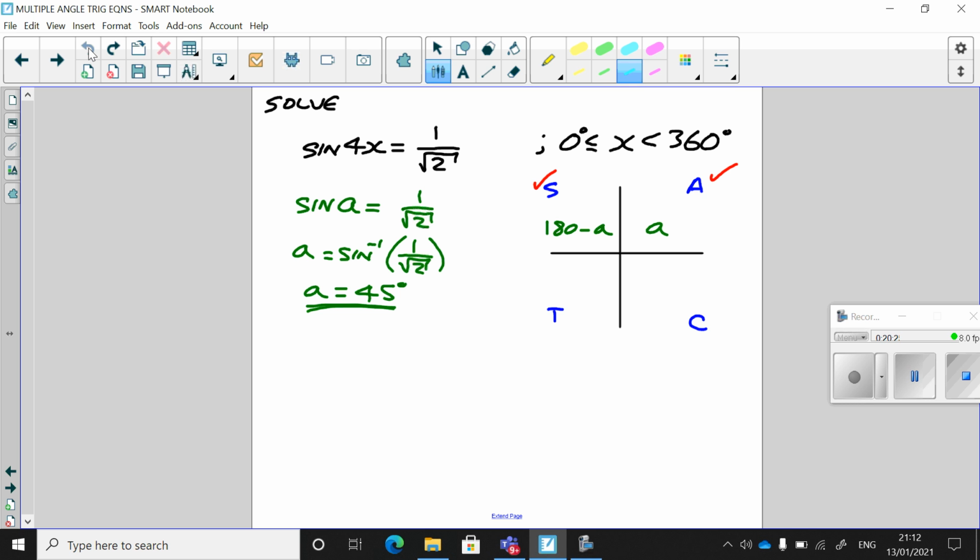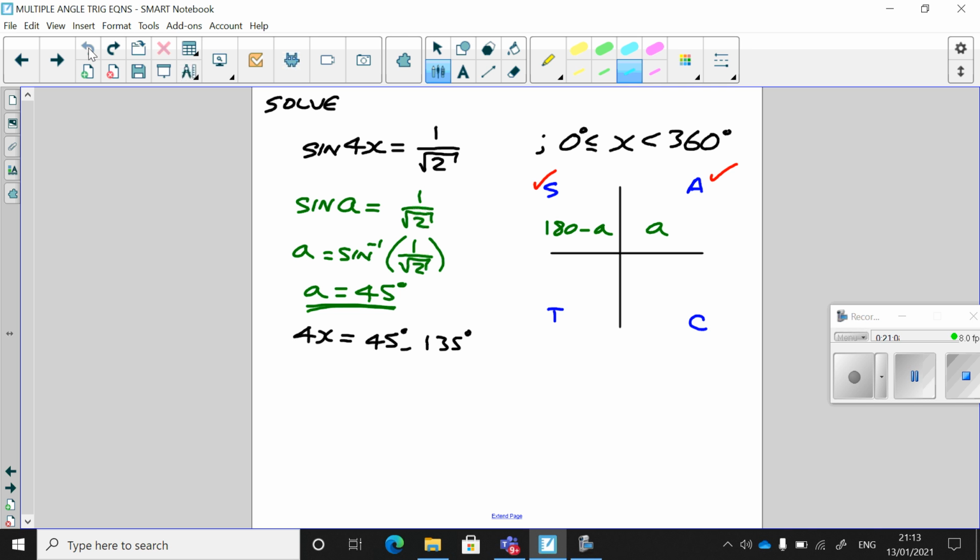Let's go back up to the quadrants. But I need to bring back 4x because A has done its job. So 4x equals calculator answer 45, from the quadrant it's ticked here, and 180 minus 45, which is 135. That's what I'm going to call my working solutions. So I need to get x on its own. For 4x to become x, I can only divide, so I'm going to divide everything by 4.